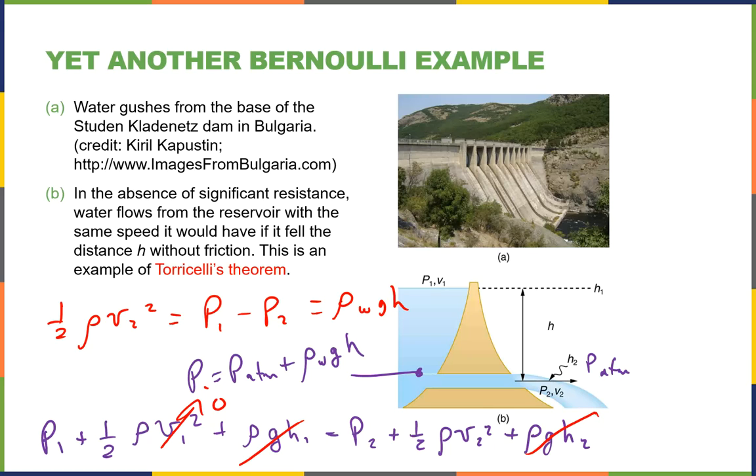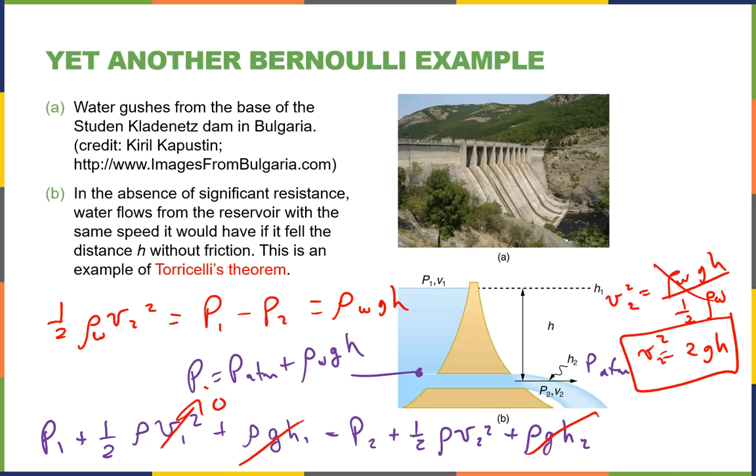And so quickly solving that for speed, you have speed squared is equal to, well, notice this was water as well, so the densities of water are going to cancel in this calculation. So the speed it comes out squared is 2gh. So the speed it comes out with is going to be the square root of 2gh.